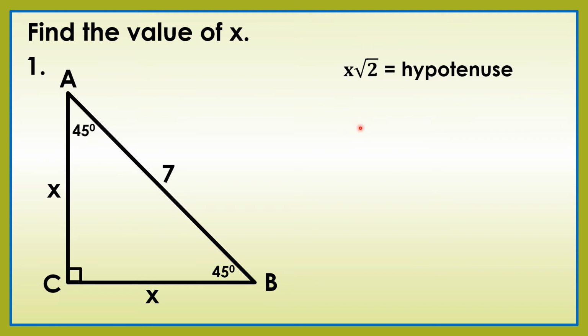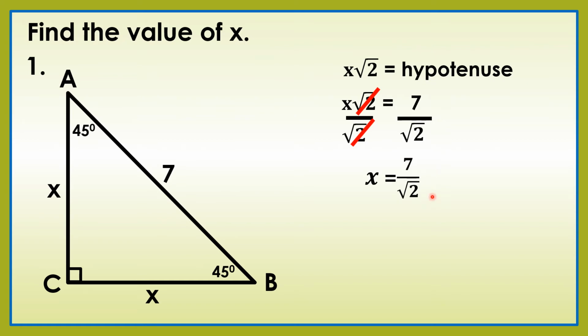So, you just copy x square root of 2 is equal to 7, that is the hypotenuse. Then, to solve for x, we need to divide both sides by square root of 2. So, we can cancel now square root of 2. So, sa left side natin, matitira ay x. Then, sa right side, we have here 7 over square root of 2.